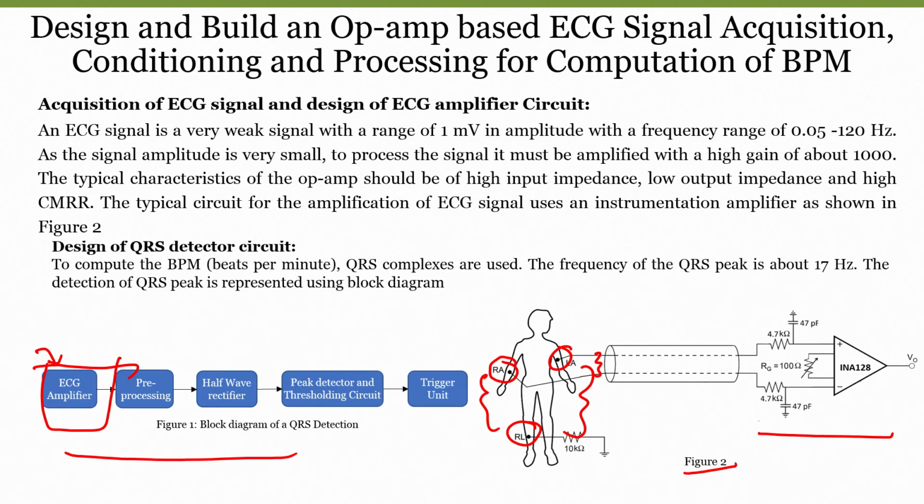Then the whole idea is that we have to find out BPM, which we should never forget. So, what do we mean by BPM? If I can find out how many QRS peaks we are getting per minute, that is nothing but our BPM.